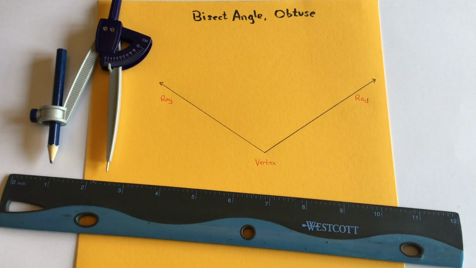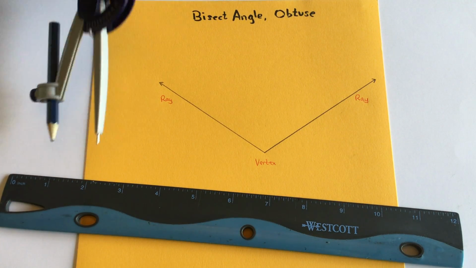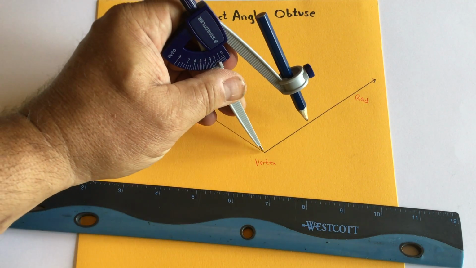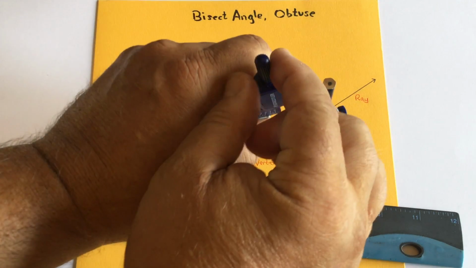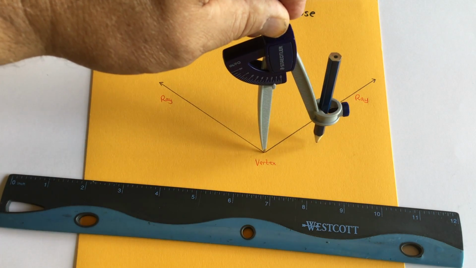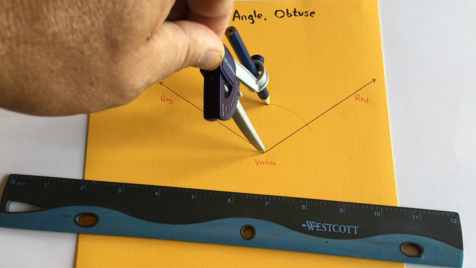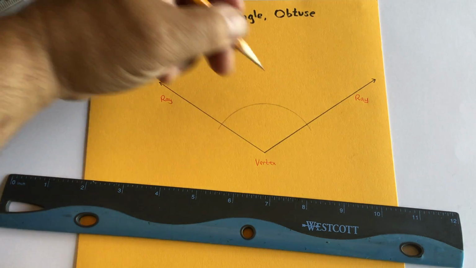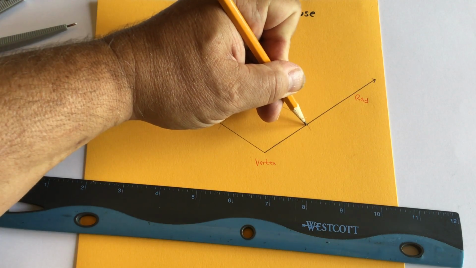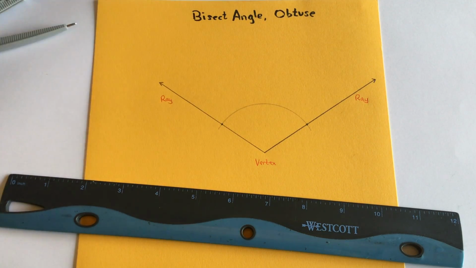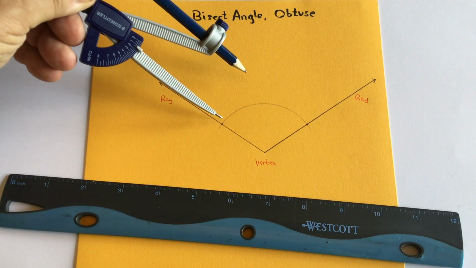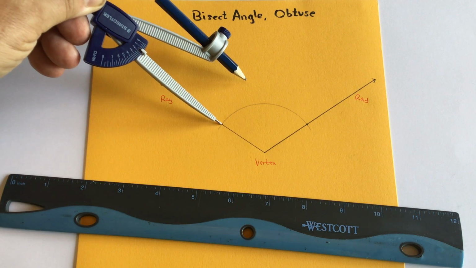Now, in order to get our construction going, you take the point of your compass and put it at the vertex, and then you swing an arc that passes through both sides. Now what we've got from this arc is two intersection points, one on either of the sides of our angle. So we're going to take these intersection points and relocate the point of our compass to one of the intersection points.